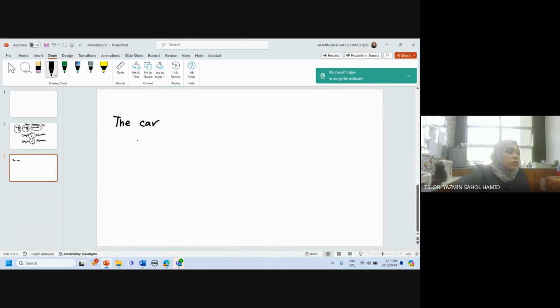Okay, I will read it out. The car moves in a straight line.